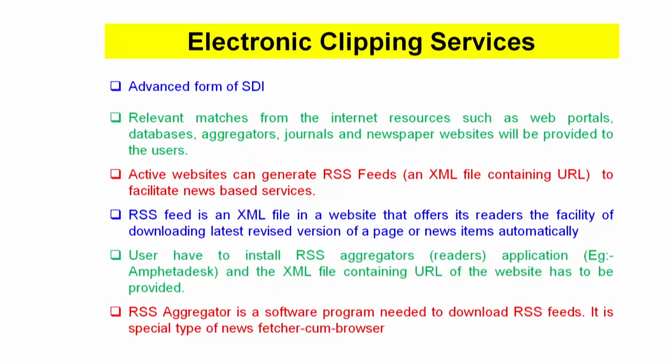When we talk about electronic clipping services, we can say that it is an alerting service, as well as a kind of advanced form of selective dissemination of information, in which you are automatically getting, without much effort, the alert from the system which is already available with the publishers, or any kind of services which you as a library have started. Here the human intervention is comparatively lesser than in selective dissemination of information.